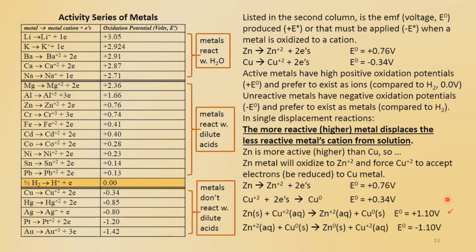The reverse reaction, which is what we tried to do in the beaker on the right, we put copper metal in a zinc ion solution. That will not work. The potential for that reaction, for copper trying to reduce zinc, is negative 1.10 volts. Will not work.